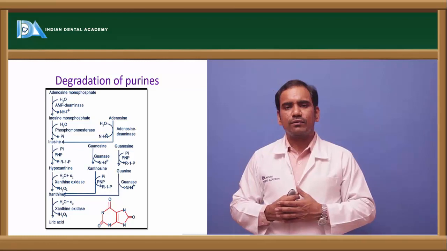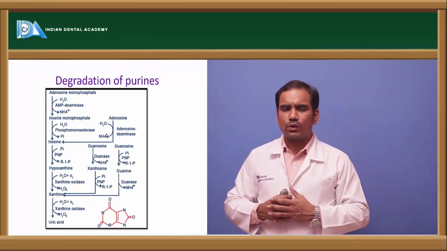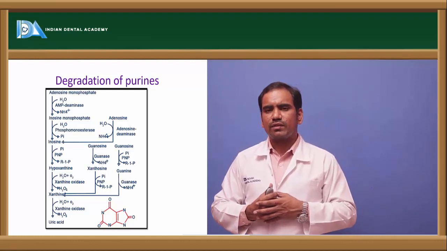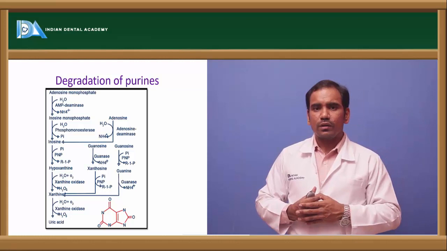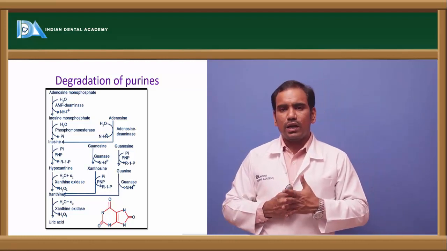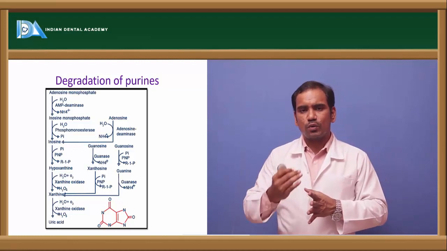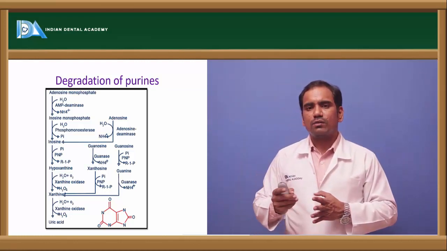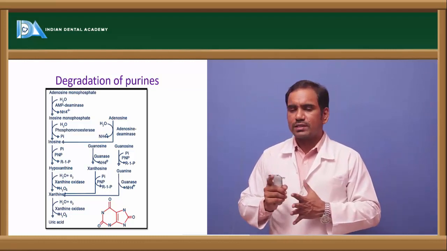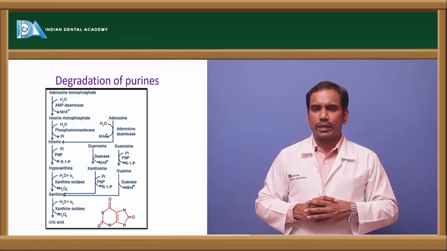And in the case of guanine, guanosine, by the action of the enzyme called PNP, is converted into guanine, and guanine, by the action of the enzyme called guanase, has its amino group removed, and guanine is converted into xanthine. Xanthine, by the action of the enzyme called xanthine oxidase, is converted into uric acid.